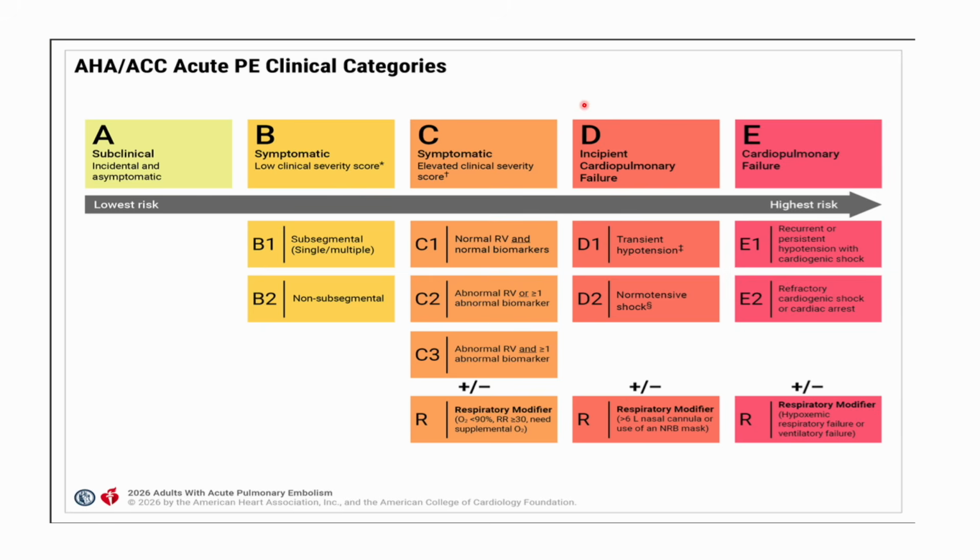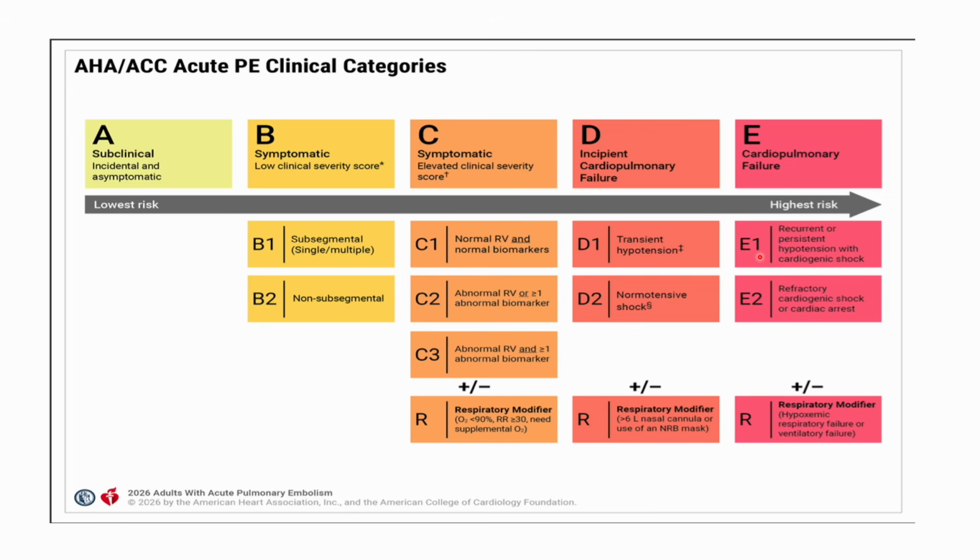For category D, the two subcategories are transient hypotension or normotensive shock, again plus or minus the modifier. And here we are expecting that the patient is on oxygen with incipient cardiopulmonary failure. So we talk about oxygen as 6 liters or more by nasal cannula or use of a non-rebreathing mask.